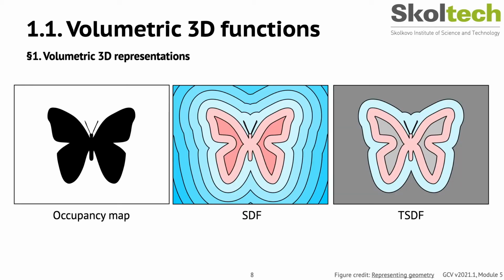Let us see how this looks. On this figure, occupancy maps, signed distance function, and truncated signed distance function are compared visually. On the left, you can see the occupancy map, which is a binary map, meaning that all of the pixels or voxels are set to either 0 or 1. In the middle, there is a signed distance function, which is depicted by level sets of different color. Red color indicates that we're inside the shape, and blue color indicates we're outside the shape.